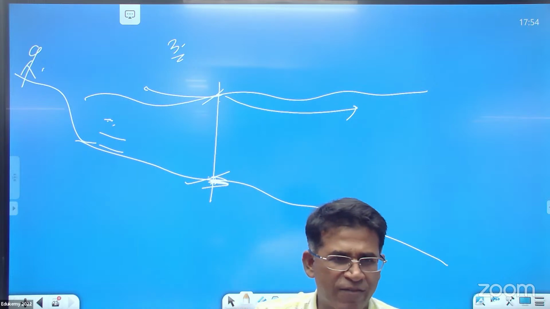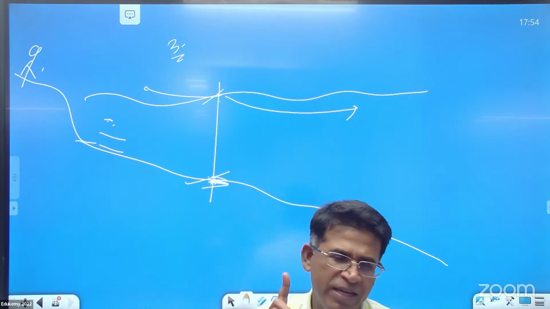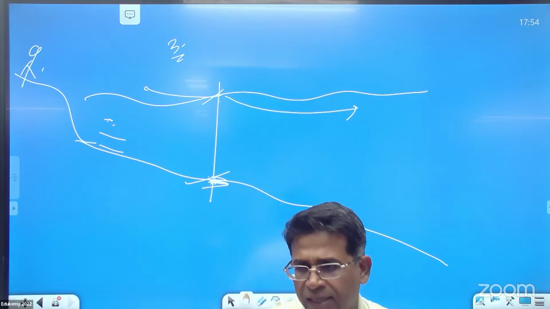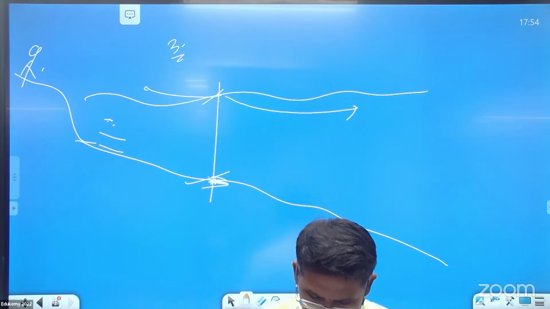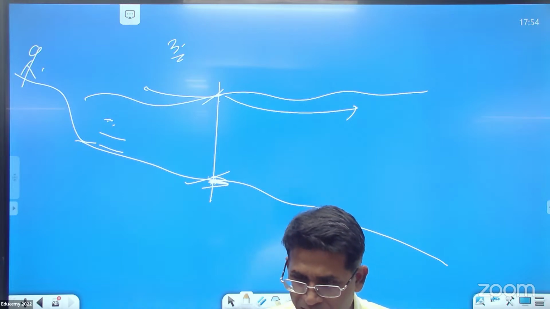Okay, so that covers how tsunamis develop and what tsunamigenic zones are. The third point: commenting on the vulnerability of Indian coasts.